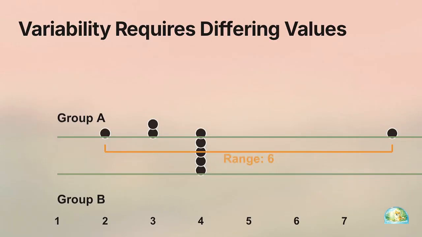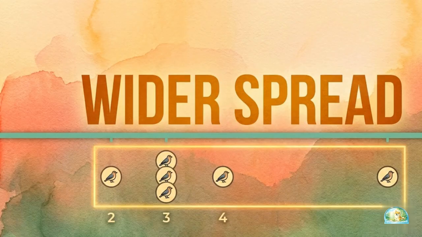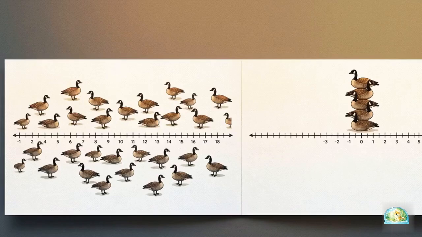Now look at Group B. You have 5 separate birds, but every single one of them sits at the exact same value of 4. Multiple subjects only provide variability if the values they yield are different. The range here is 0. Group A has the greater variability. Spread quantifies how far values vary across a set. Having variability depends on having different values, even in a large group.